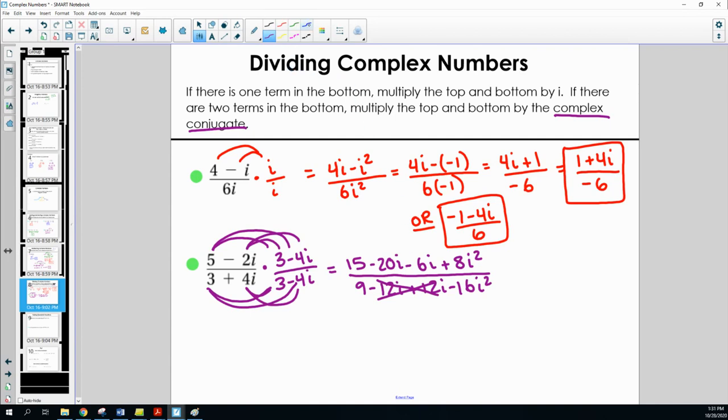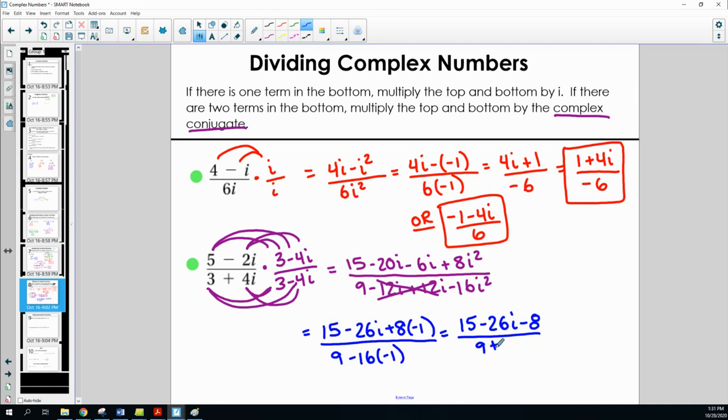Okay, so let's just clean this up a little bit. So in the top, we have this negative 20i and this negative 6i. So I'm going to get negative 26i. And then I have 8i squared, and I'm going to replace i squared with negative 1. Okay, on the bottom, we have that 9 minus 16, and instead of i squared, replace that with negative 1. So now I have the 15. Well, I'll just rewrite this. 15 minus 26i minus 8 over 9 plus 16.